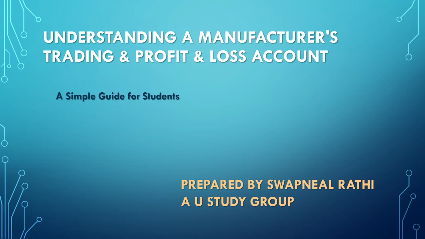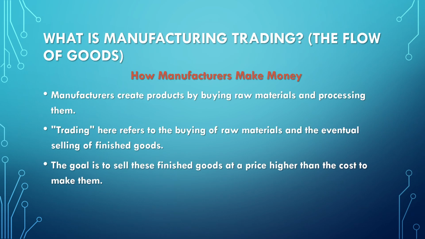Today we are gonna dive into how manufacturing business or service business track their profits. We'll try to explore the trading and profit and loss account, which is like a financial health report for companies that either manufacture or trade products and services. Okay, it might sound a bit technical, but we'll break it down in simple terms so that we all can understand. Okay, firstly, what is a manufacturing account or what is a trading account?